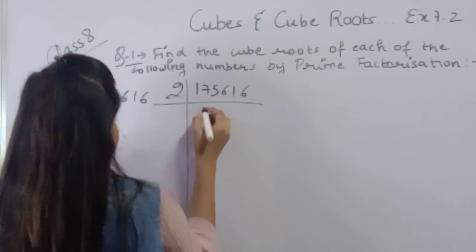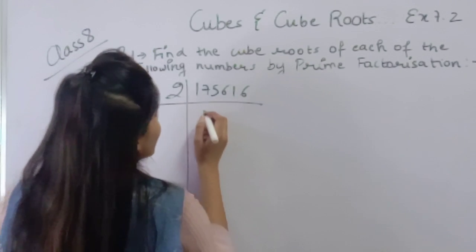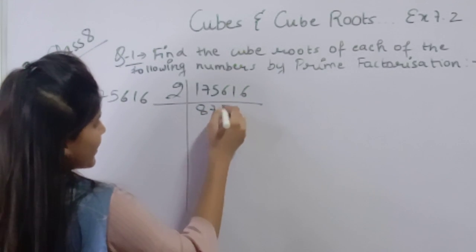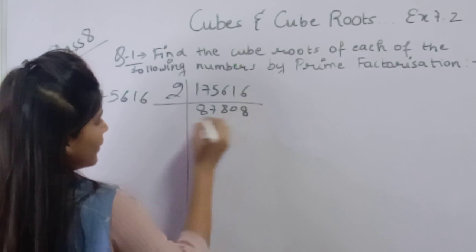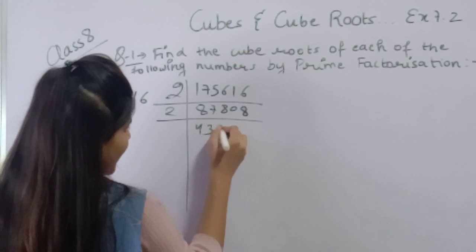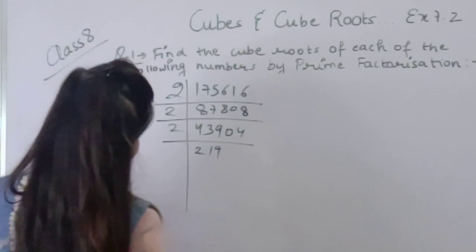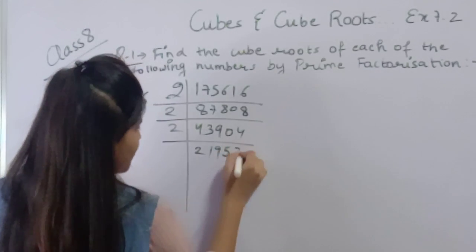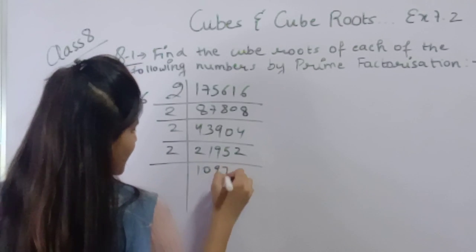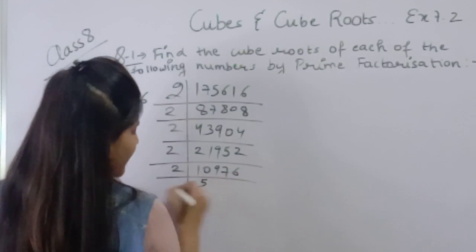2 6s are 12, 2 8s are 16, 2 7s are 14, 2 8s are 16, 0, and 2 8s are 16. Again, 2 4s are 8, 2 3s are 6, 2 9s are 18, 2 4s are 8, 2 2s are 4, 2 1s are 2, 2 9s are 18, 2 5s are 10, 2 2s are 4, 2 1s are 2, 0, 2 9s are 18, 2 7s are 14, 2 6s are 12, 2 5s are 10.